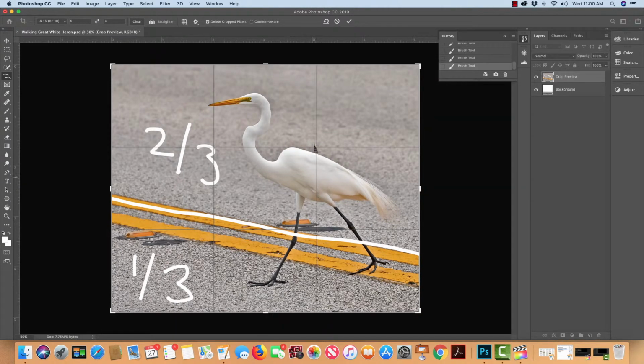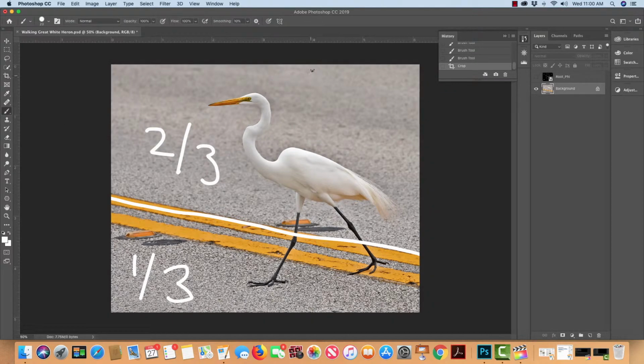if you take a look at this, right down the center of the Great White Heron is the other third. Okay, so the bird is basically aligned on the right third of the frame.